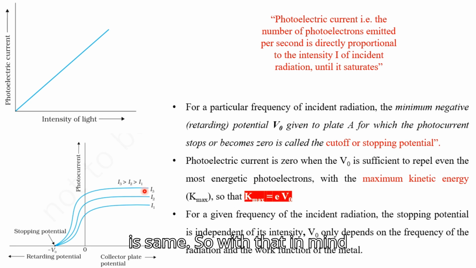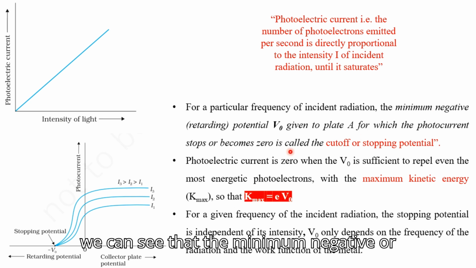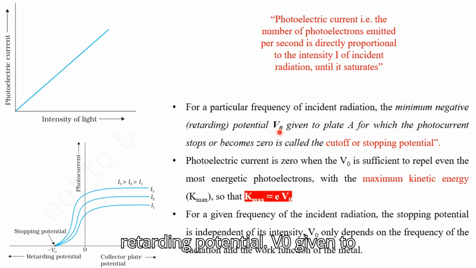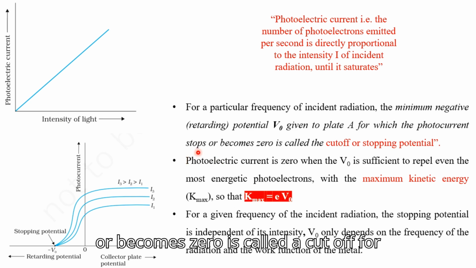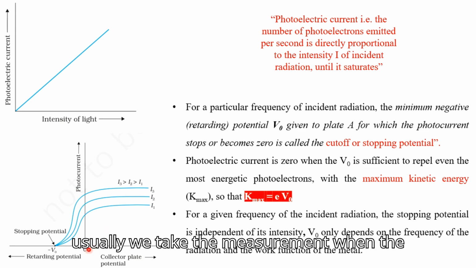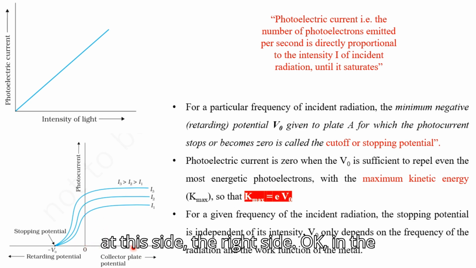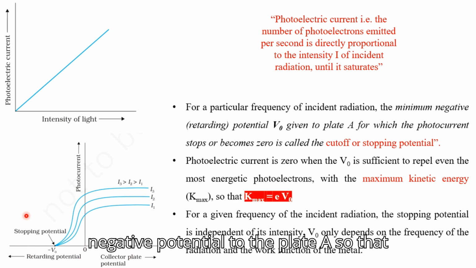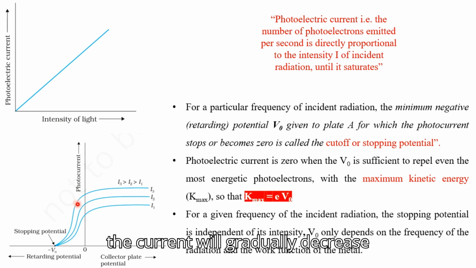With that in mind, we can see that the minimum negative or retarding potential V0 given to plate A for which the photocurrent stops, or becomes zero, is called the cutoff or stopping potential. I told you that usually we take the measurement when plate A is kept at a positive potential, on the right side. On the left side, we are inducing a negative potential on plate A so that the current will gradually decrease because the plate is repelling away the photoelectrons. Eventually it comes to a point where, at a particular negative potential, the current will stop. That is, the plate can repel even the electrons having the maximum kinetic energy, Kmax.